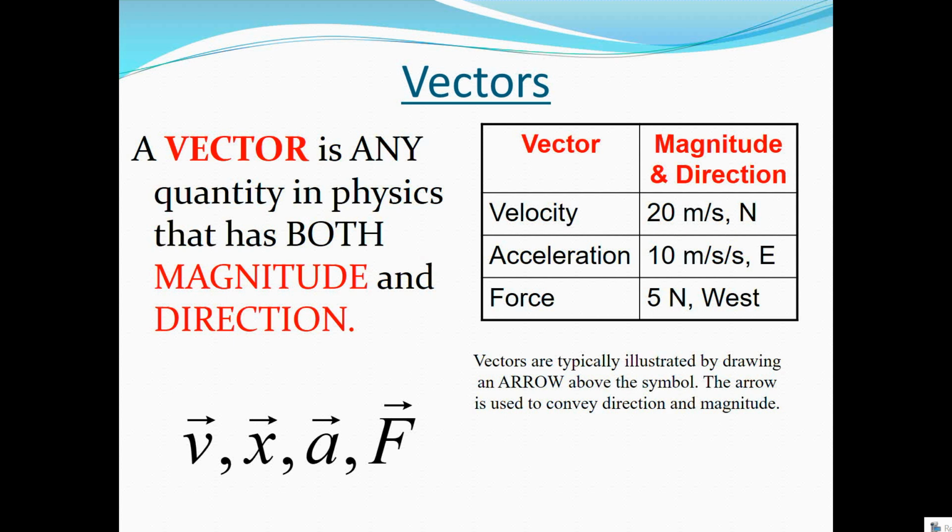And examples of vectors versus scalars would be speed as a scalar value, so you might say 20 meters per second. But for a vector value, that would be velocity, it would be 20 meters per second north. And the difference between the two is the direction.